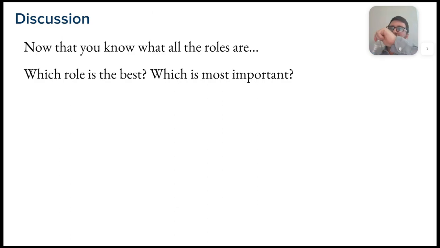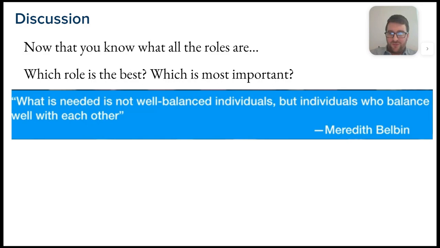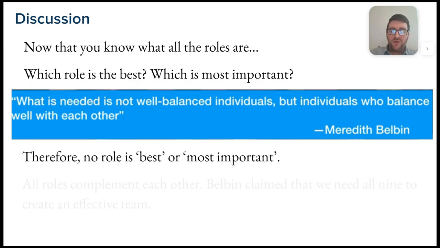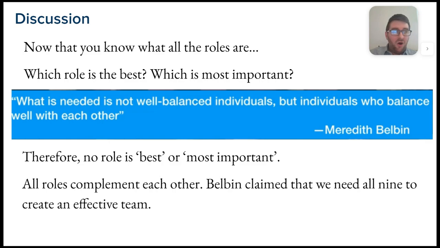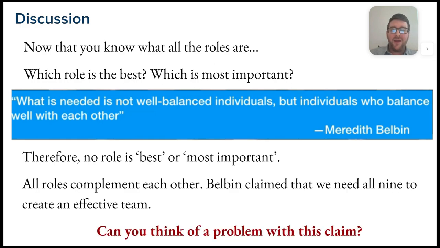Right, so that's all the roles, 9 roles. So what do you think Belbin said when asked which role is the best or which is the most important? Belbin said that they're all equally important. We don't need well-balanced individuals, we need individuals who balance well with each other. So no role is the best or the most important. All roles are helpful and they all complement one another. Belbin claimed we need all 9.